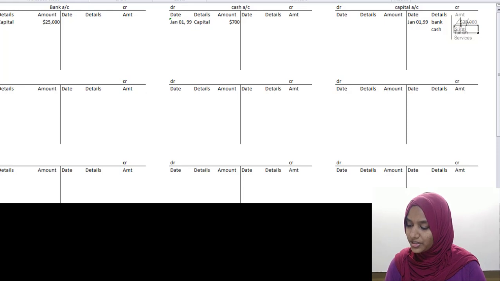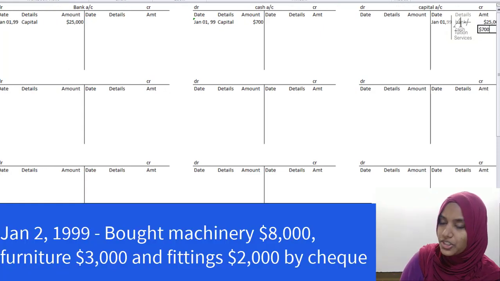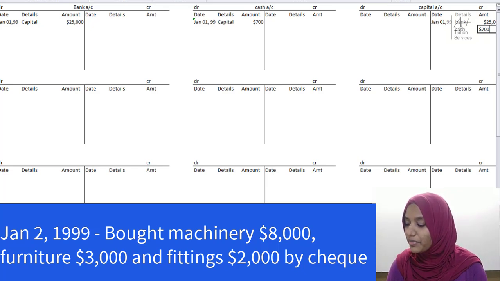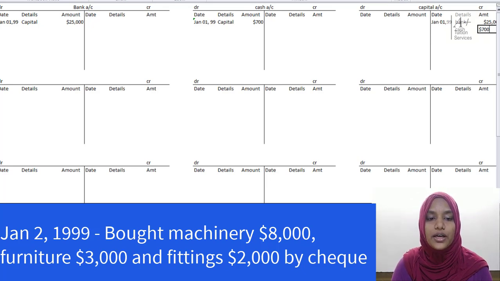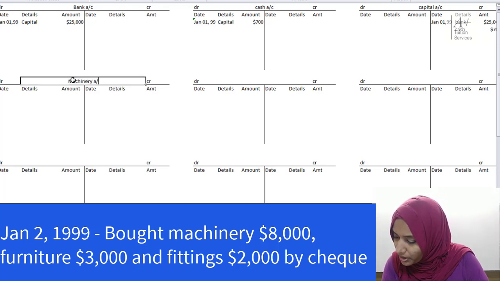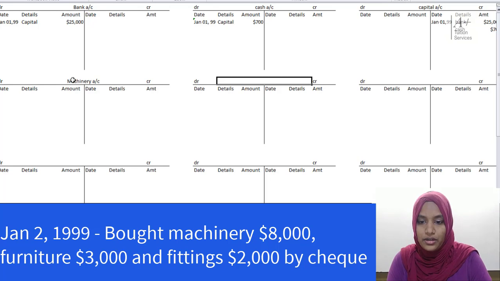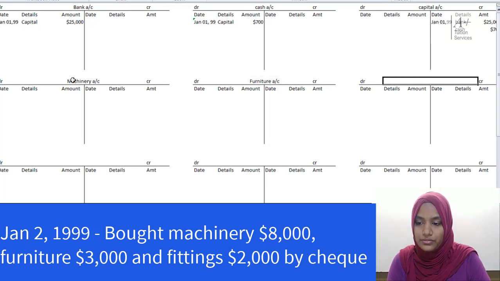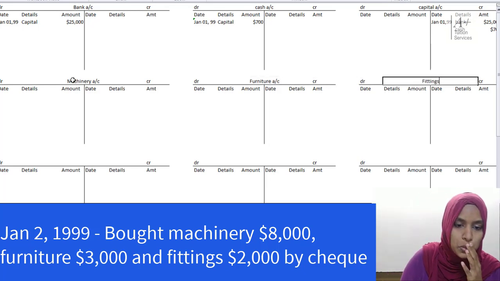Now the second transaction reads: bought machinery $8,000, furniture $3,000, and fittings $2,000 by check. Remember when we said we're using check, we need to use the bank account. So the same bank account we opened earlier, we're going to use, okay? But in this case now we have to open a machinery account. We need to open a furniture account, and we need to open a fittings account. All these have separate accounts.